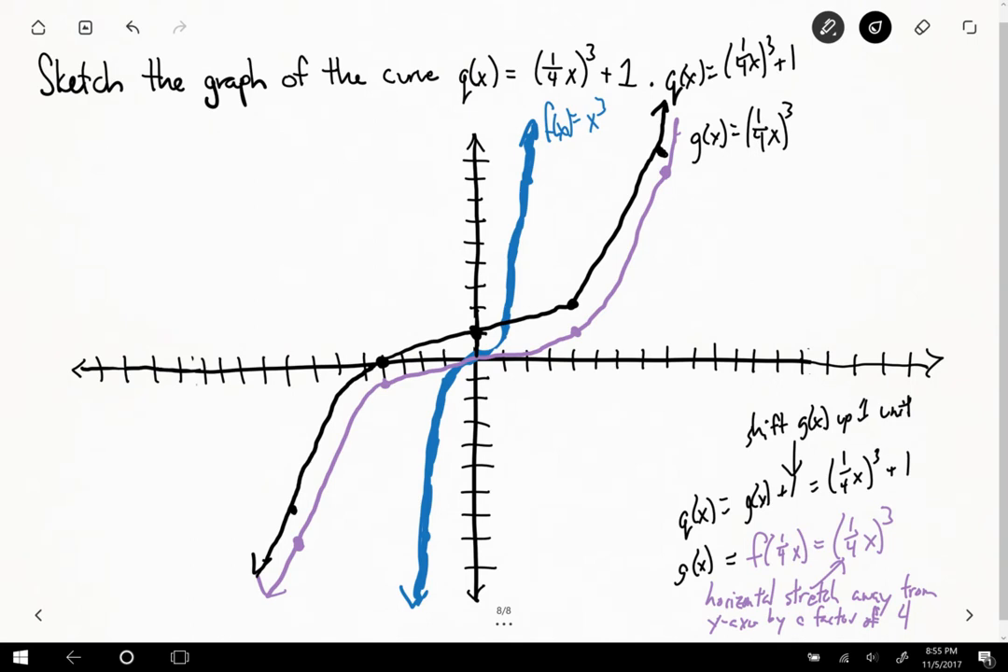And notice we haven't used a calculator at all. Everything's just based upon transformations of graphs. And that's the beautiful thing, the reason why we try and pay close attention to this stuff.